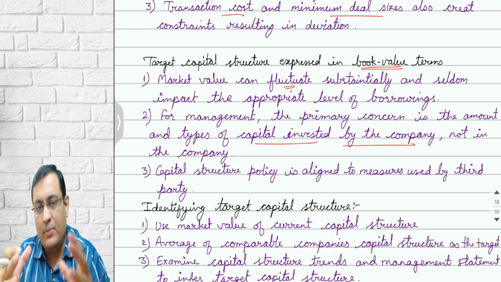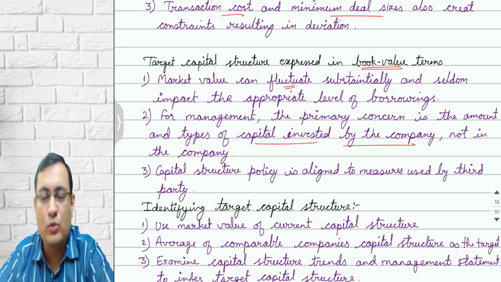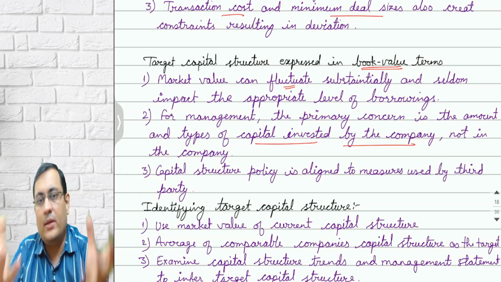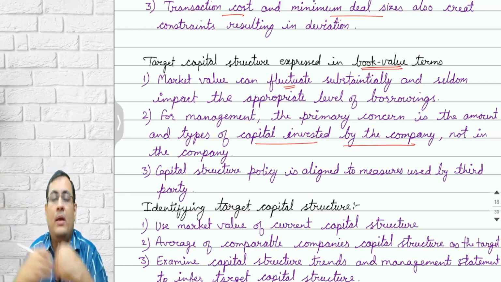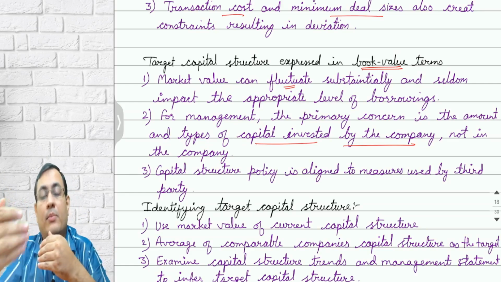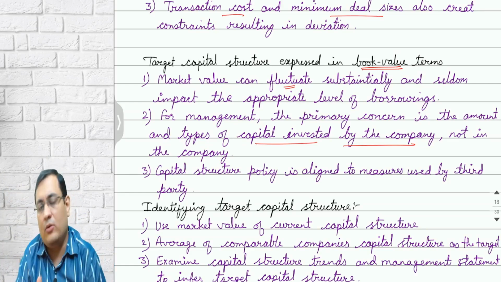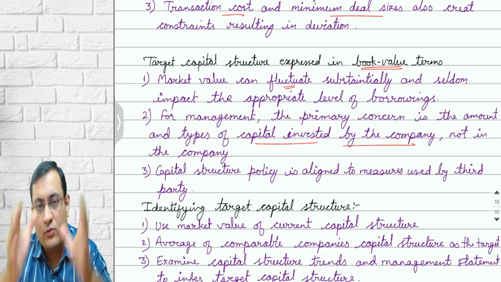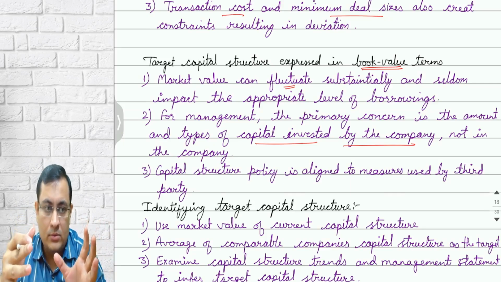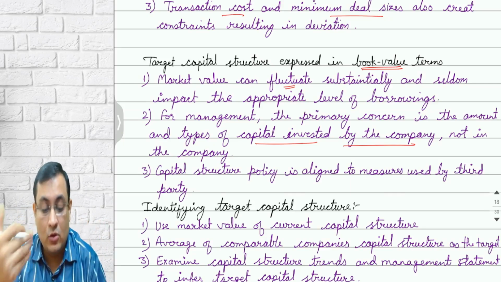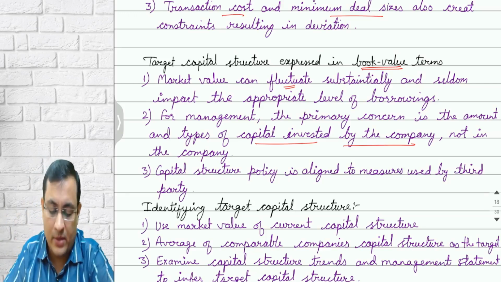X company has a book value of 250 rupees, but the market price may be 2000 rupees. Company has nothing to do with that 2000 rupees, because that 2000 rupees is not coming to the company. That is the value being exchanged between investor A and investor B, the seller and the buyer. Company is not getting that 2000 rupees. For the company, the value is what is there in their balance sheet. So it is better to go for a capital structure in book value terms, which is the actual amount available with the company.